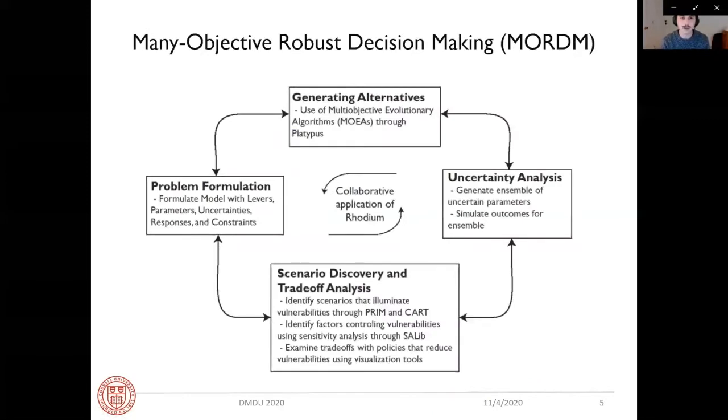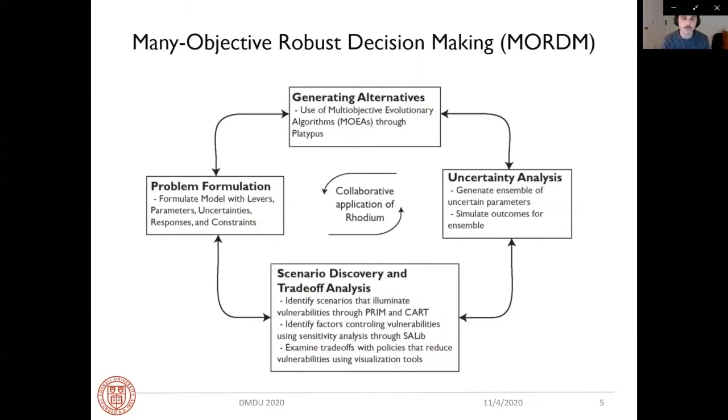So let's start by doing a little background on many objective robust decision making. This is a framework for approaching many objective problems that are subject to deep uncertainties. The framework starts with problem formulation, where you think about what model do you use to represent your system? What types of decision levers do you have available? What are the parameters that go into your model? What are the uncertainties associated with this system that are relevant? What are the responses or ways that you're measuring your system? And then finally, what constraints exist in your system?